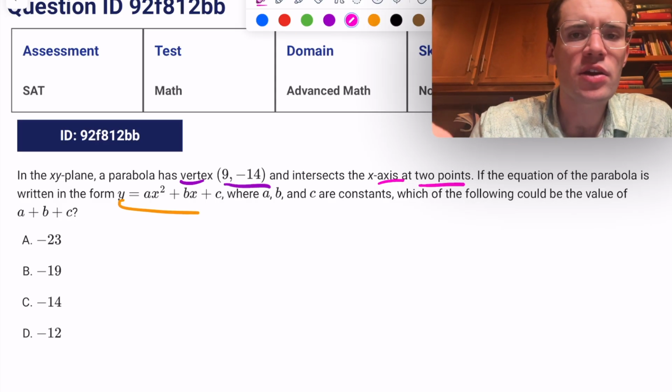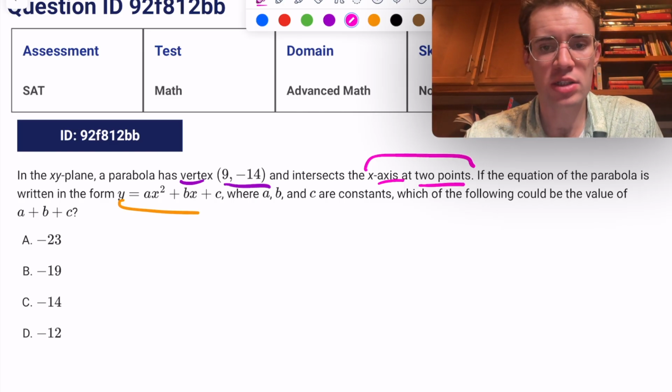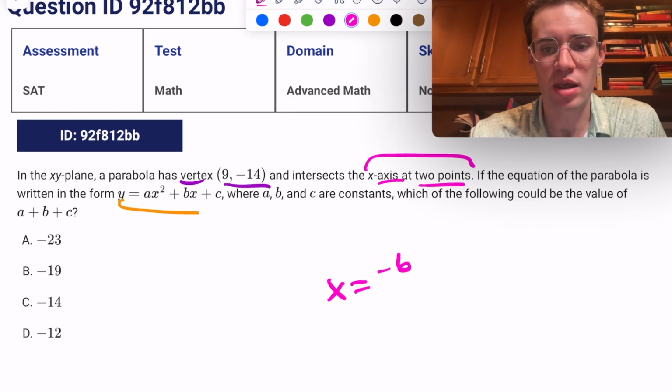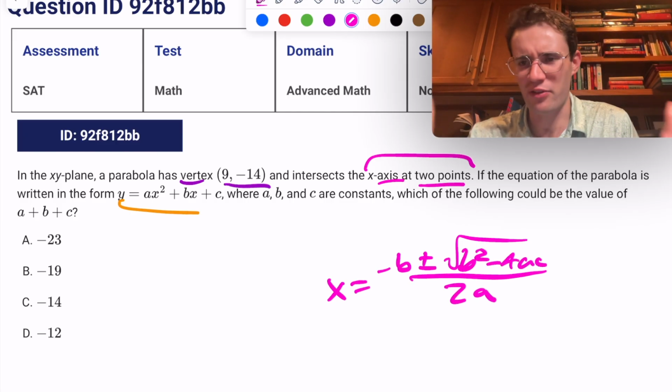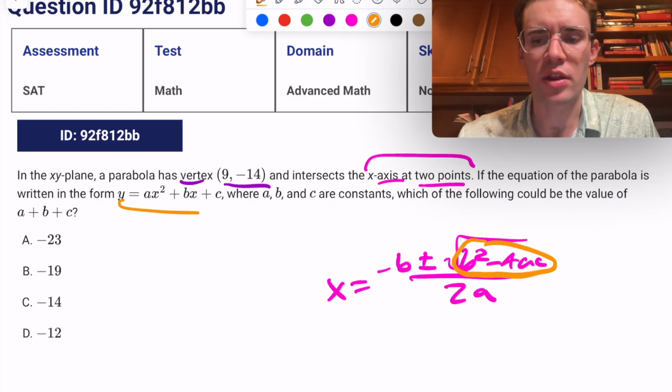Okay, that's an interesting problem. So I think the main thing they're getting at is that it intersects the x-axis at 2 points. That means the discriminant matters. The discriminant comes from the whole quadratic formula. I sang it earlier, but that's x equals negative b plus or minus the square root of b squared minus 4ac, all over 2a. All right, that's how I learned it. I've heard people sing it different ways.